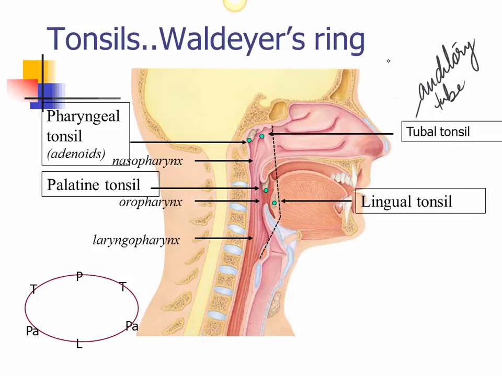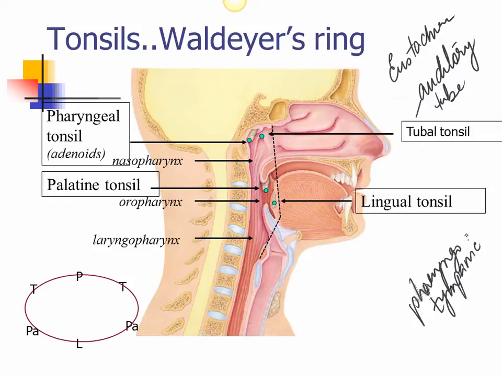Auditory tube or eustachian tube, or also called pharyngotympanic tube. This is a really good name, pharyngotympanic, because it connects the nasopharynx to the middle ear cavity. That's why it's called pharyngotympanic. Nasopharynx to middle ear cavity. Pharynx to tympanum, which is the middle ear. So this lies over the eustachian tube.